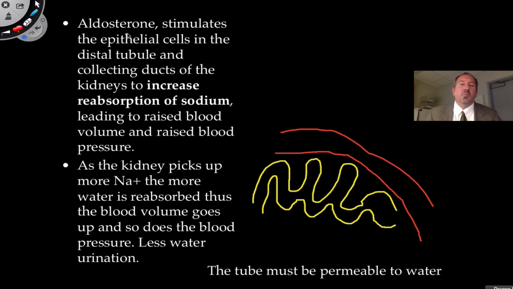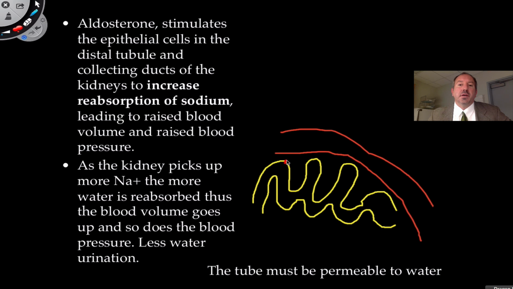Aldosterone, one of its targets is the epithelial cells of the kidney. So now we're back in the kidney. So this is really cool. This is a blood vessel here. This is the distal convoluted renal tubule. What aldosterone does is that in the blood, it causes the epithelial cells of the renal tubule to become better at reabsorbing sodium back into the blood.